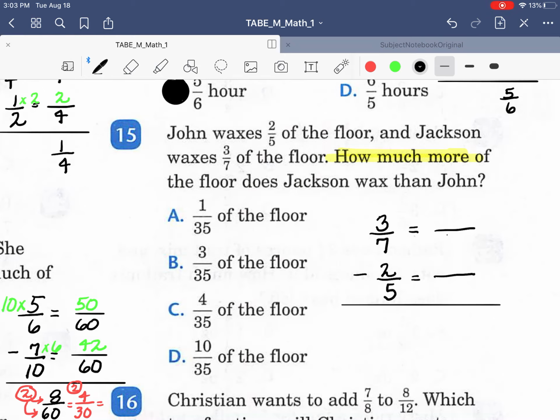7 is not going to work for me this time for denominator. So let's do 7 times 5 to get 35. And then raise those both up there. 7 into 35 is 5. 3 5s are 15. 5 into 35 is 7. 2 7s are 14. So subtract to get 1/35. So they were pretty close. Not a lot of difference at all in the two jobs. The answer to number 15 is A.